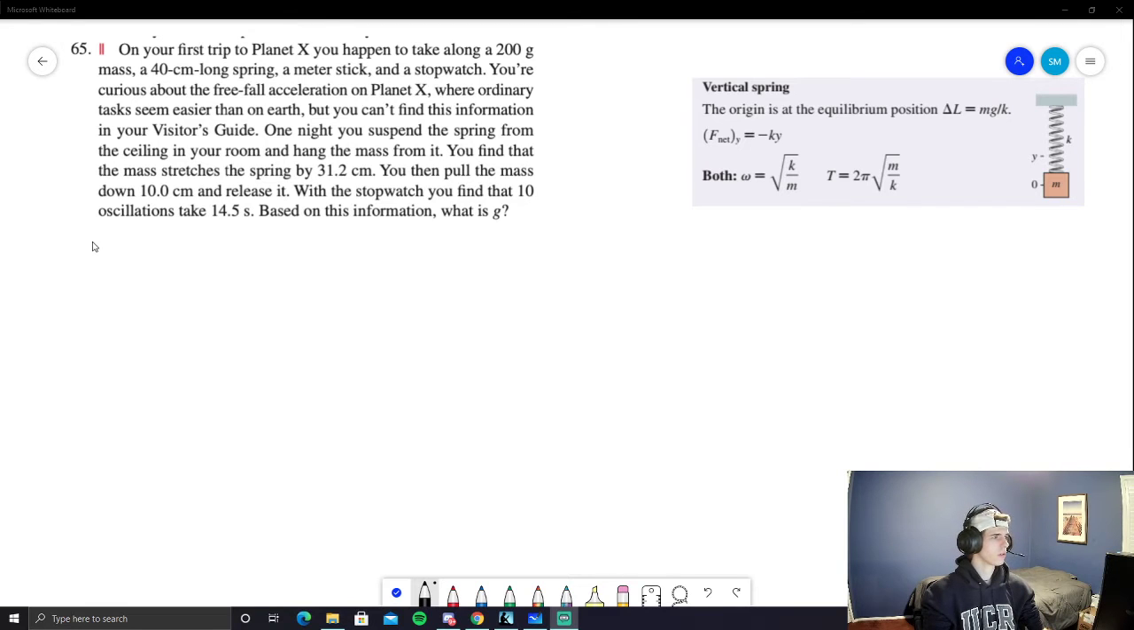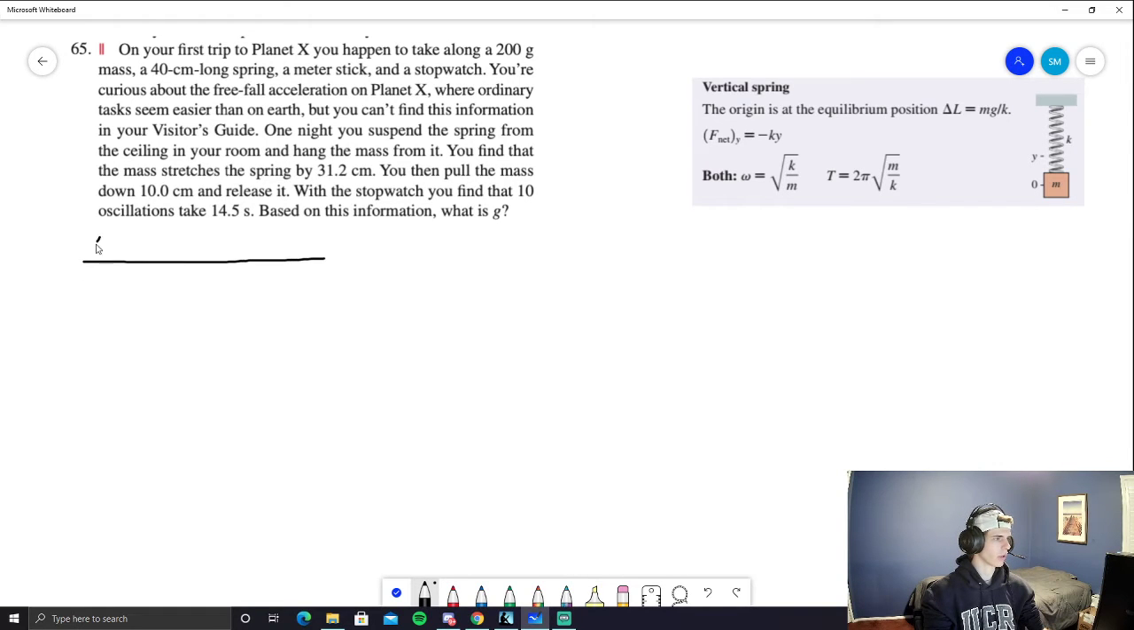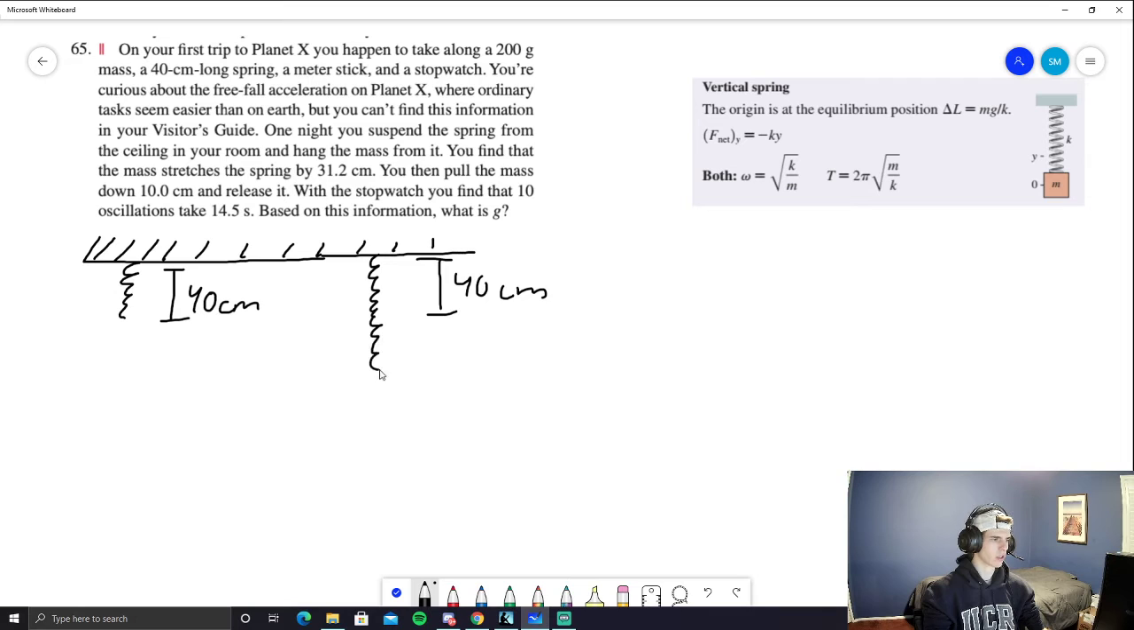So first thing we should do is draw a little diagram of the situation for ourselves. This is going to be our ceiling, and this is the spring when it has no mass. That's going to have a length of 40 centimeters. And this is after, when we attach that mass, it's going to have that 40 centimeters, but then also it's going to get an extra, and I know that that's not proportional, but please bear with my drawing. It's going to go an extra 31.2 centimeters.